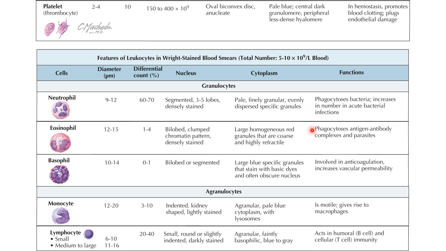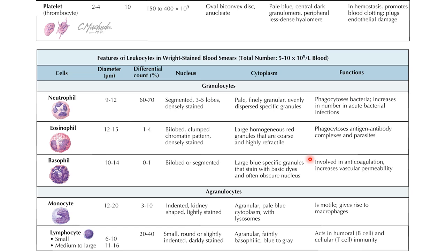Eosinophils phagocytose, or eat up, antigen-antibody complexes. And so, if you have a lot of these complexes, for example, an allergen being exposed to the patient, and an immunoglobulin E complexing with the allergen, you will have an increase in eosinophils.